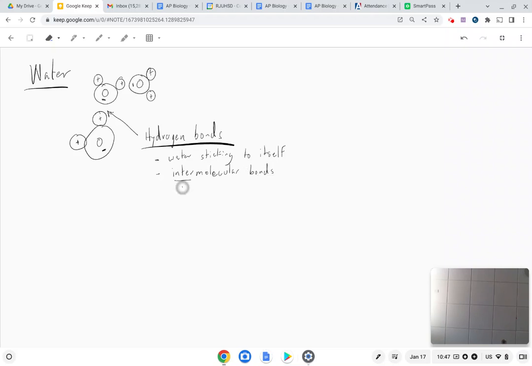Inter, if you derive the meaning, that means between. So these are the kind of bonds that occur between two different water molecules, a hydrogen bond. Okay, next thing to know about the hydrogen bonds is that they're very weak. Weak bond.